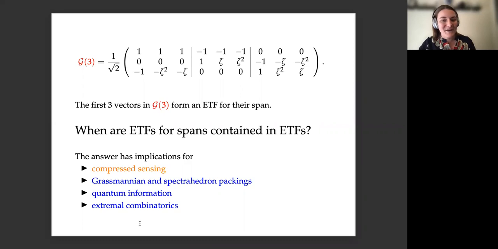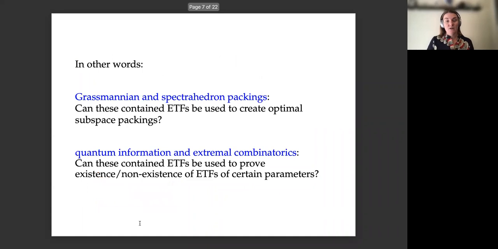But for maybe a more fun or entertaining thing, whether or not these ETFs for spans are contained in ETFs has implications for optimal Grassmannian and spectrahedral packings, quantum information, and extremal combinatorics. So focusing on some of these blue words. In the Grassmannian and spectrahedral packings, we're asking, can ETFs for spans that are contained in larger ETFs be used to create optimal subspace packings? And with quantum information and extremal combinatorics, the question is, can ETFs for spans that are contained in ETFs be used to prove the existence or non-existence of ETFs of certain parameters?